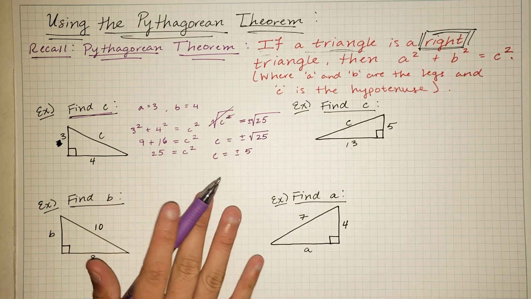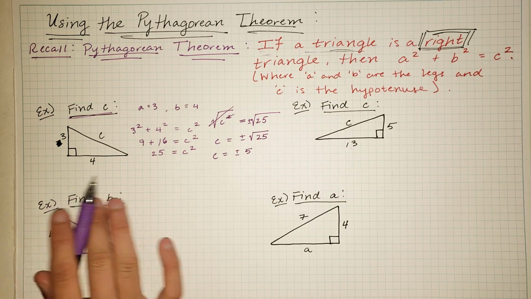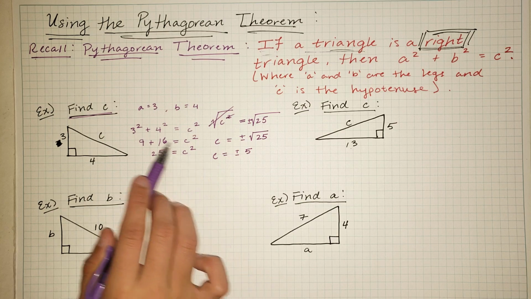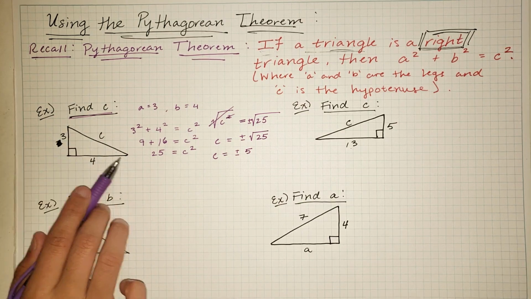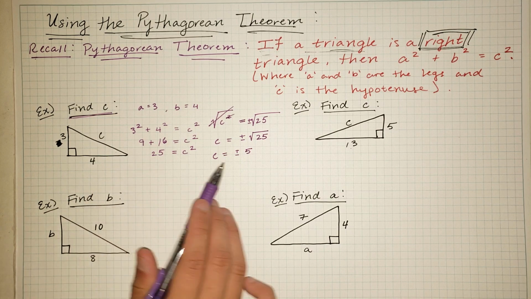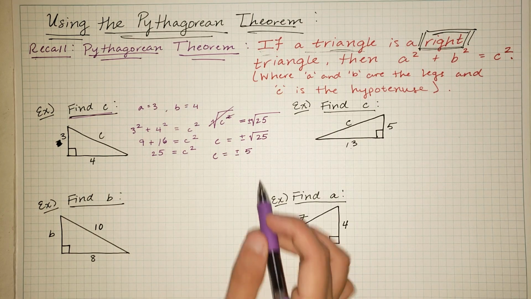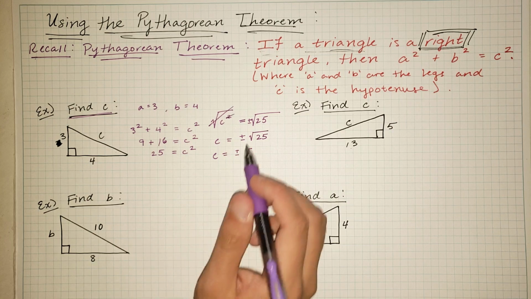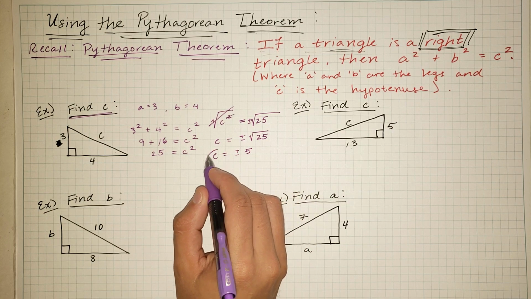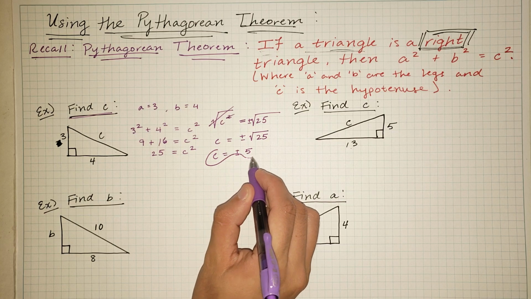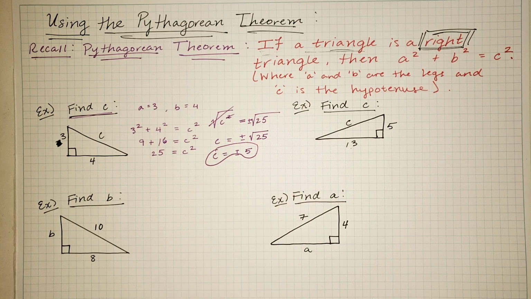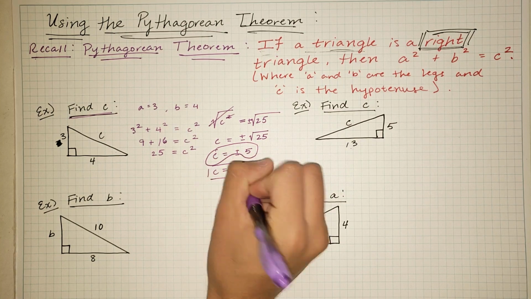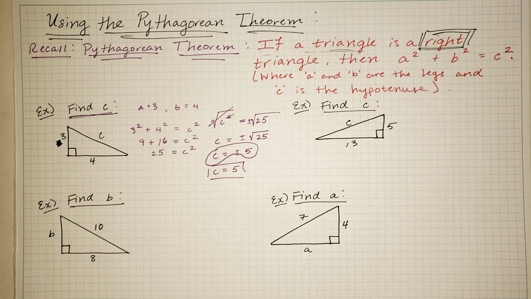But what's nice about geometry as opposed to algebra is, notice we're asked to find c. That means we're finding the length of this side. Length can't be negative, so we can just throw away the negative solution. We could circle it like this, or if you wanted to, you could just write c equals 5. And that's pretty much how you go about that problem.